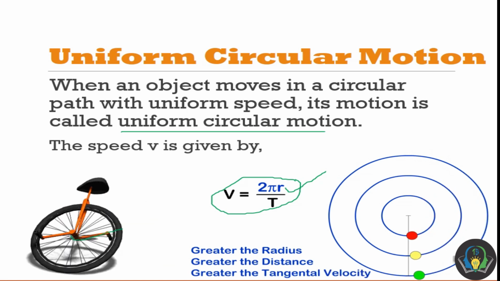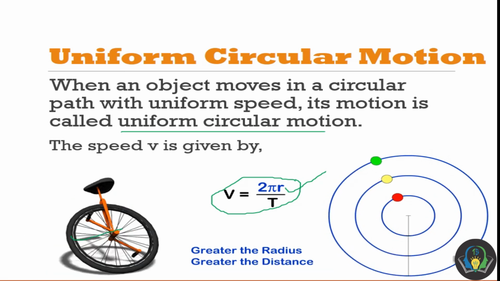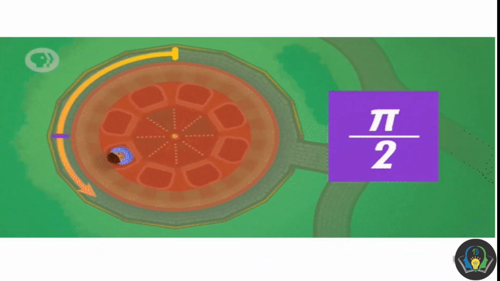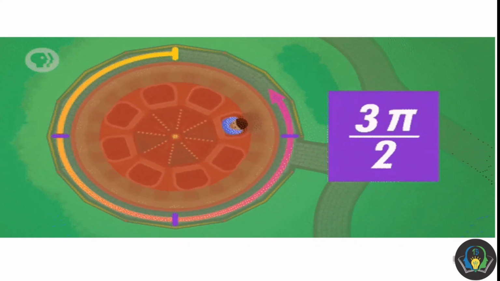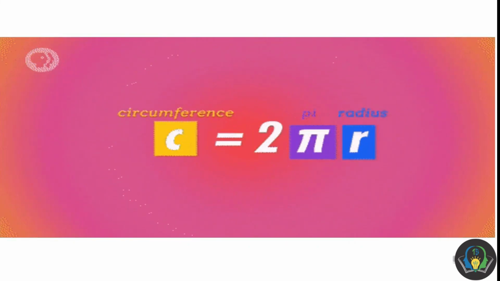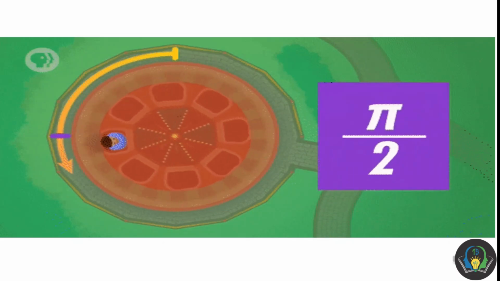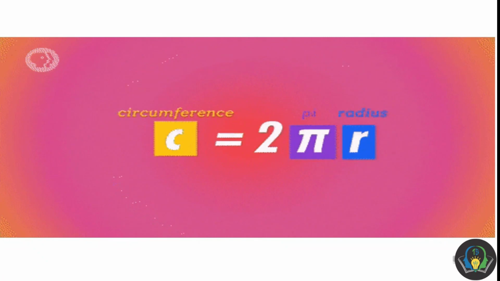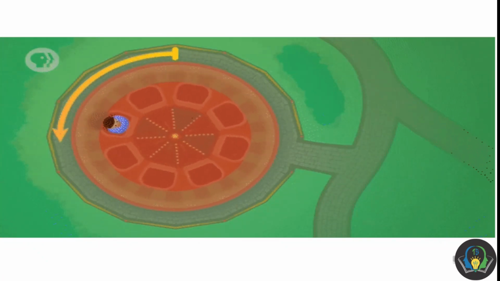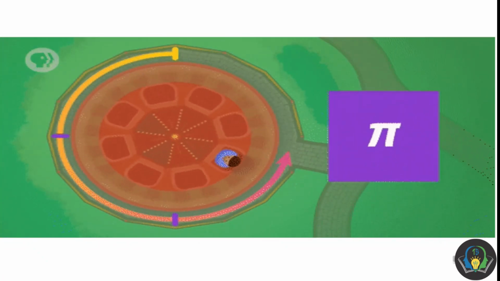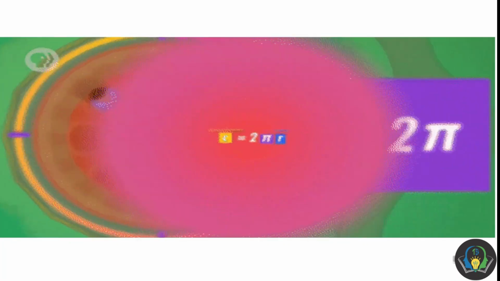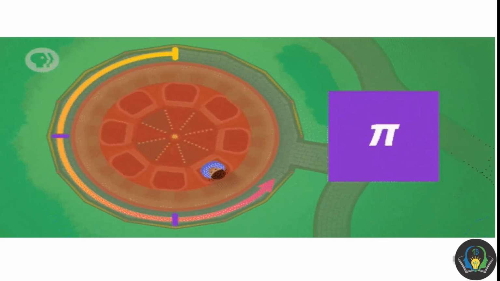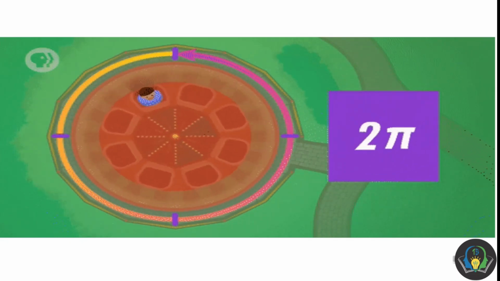Let us have a look at two more examples of uniform circular motion. Now the distance traveled at different times you are able to see, and that's how we are able to get the circumference as 2 pi multiplied by radius r. Here it is. We'll have a look at one more example after this.